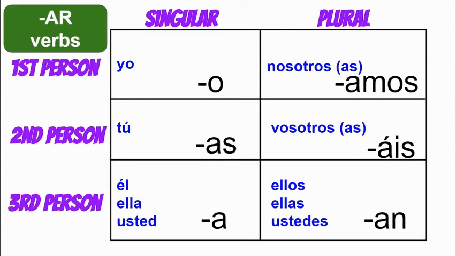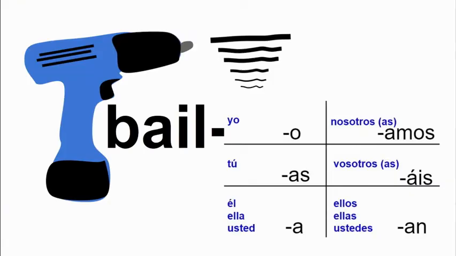And you might notice in books or your teacher writing it like this on the board with a hyphen. That's to show that it's not a full word. It's just part of a word. It's just an ending. And so if you want to say I dance, you're going to put the bail part, the stem, and then you're going to put the -o at the ending to say that it's in the yo form.